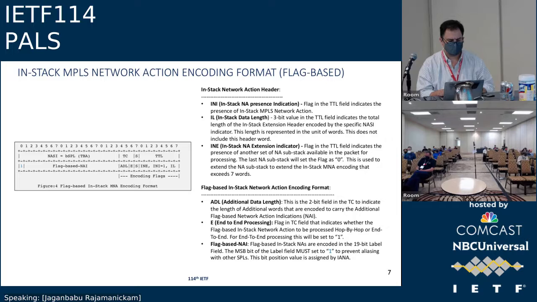The second part is the flag-based in-stack network action encoding format. Here we have the flag-based NAI. This is the 19-bit label field, and the MSB must always be set to 1 to prevent aliasing with the SPLs. Each and every bit field will be assigned by IANA for a specific application. So if application A wants a flag-based indicator, they could request an IANA number and bit position, and then they could use that. That's going to dictate what network action has to be done.